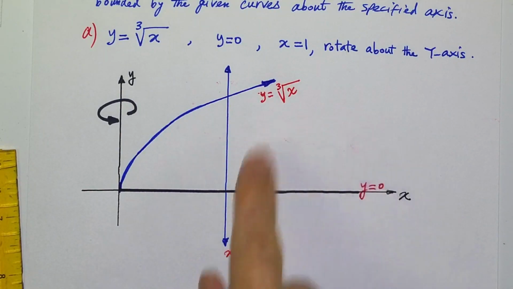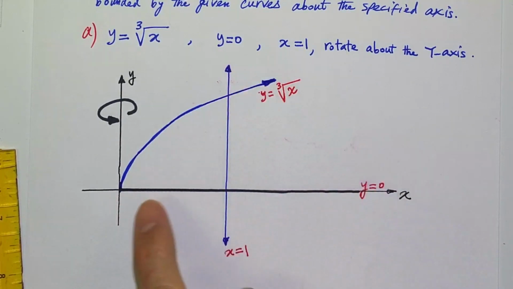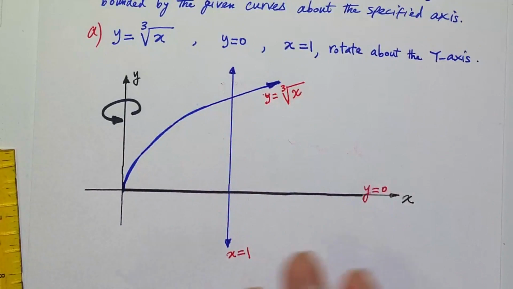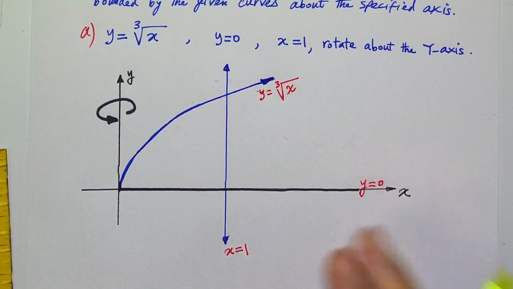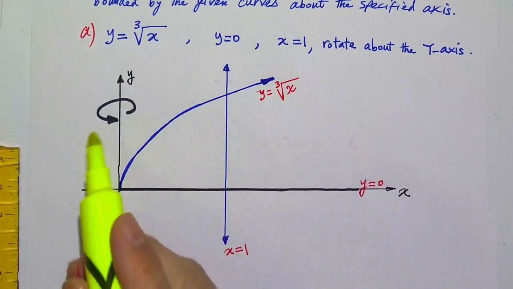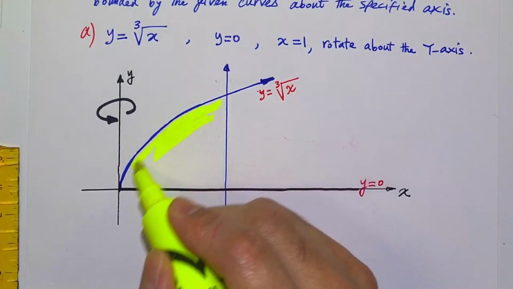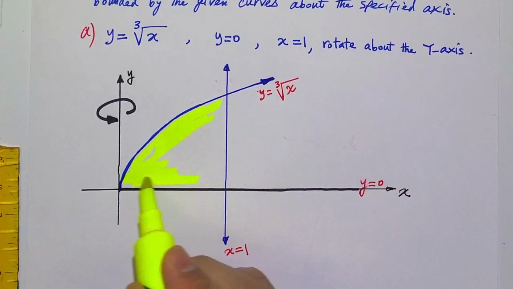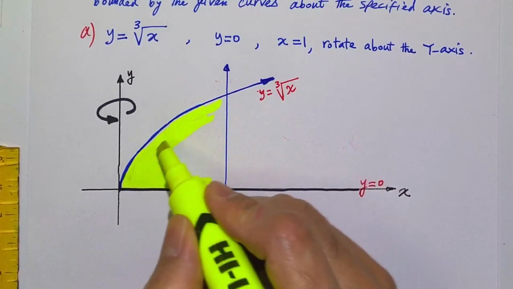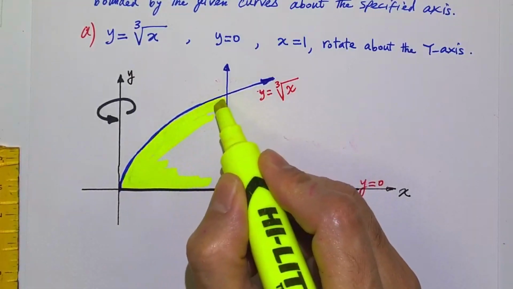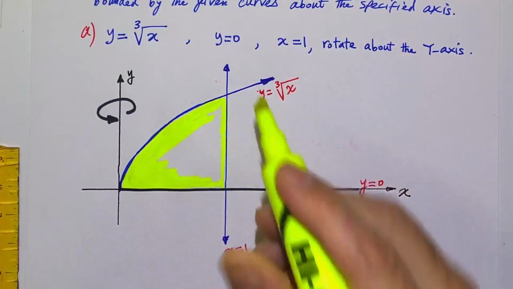So the region that is bounded by these curves, y equals 0, x equals 1, and this curve, third root of x, is the region we want to find the volume of if we rotate it about the y-axis. So let me highlight all of this. The axis of rotation being y, and this is the region of rotation. Okay, like that.